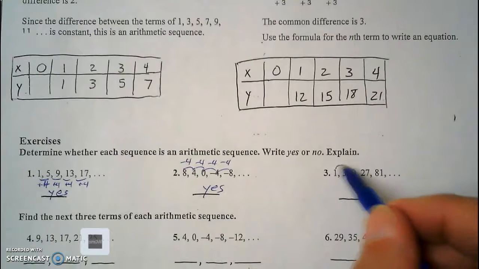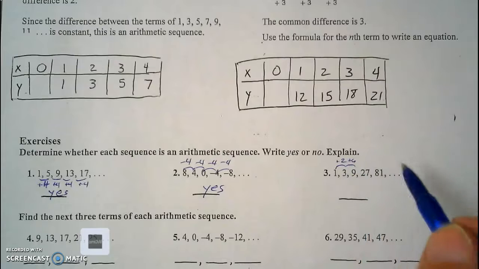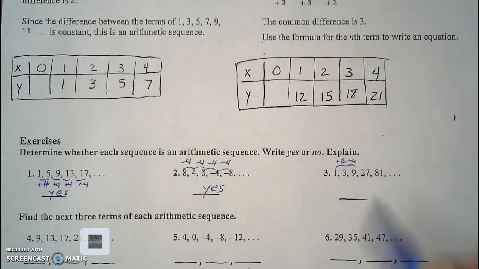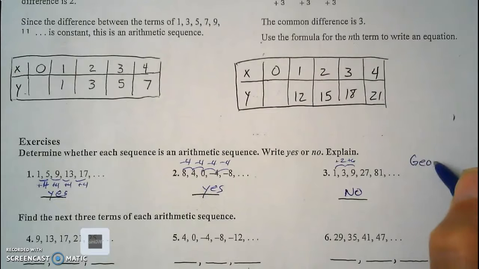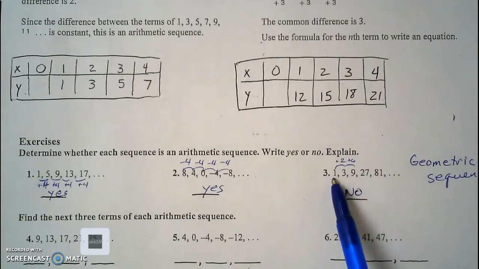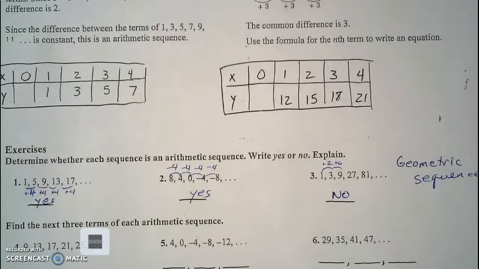Now this one you can see there's a difference of 2, difference of 6. Already that is not an arithmetic sequence. This is actually another definition here. It's called a geometric sequence. What's really happening on that one is we're multiplying by 3. 1 times 3 is 3, 3 times 3 is 9, times 3 is 27. So they're a little different.